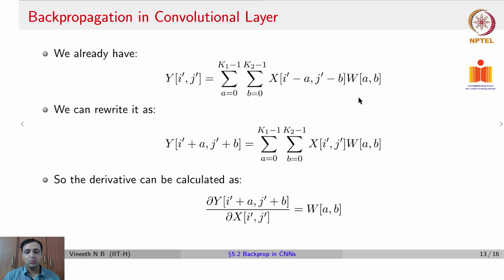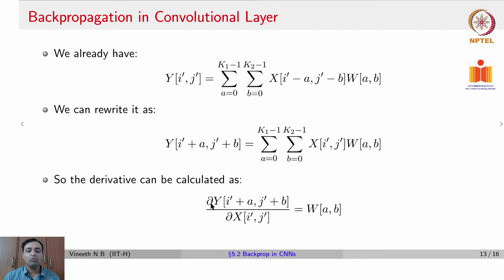From the definition of convolution, once again, we have Y at i', j' given by this equation. This once again comes from the basic definition of convolution. So if this was the definition of Y at i', j', then the definition of Y at i' + a, j' + b, which is going to be another pixel location, will be obtained by replacing i' with i' + a and j' with j' + b. So i' + a - a becomes i', j' + b - b becomes j', and W_ab stays as it is.